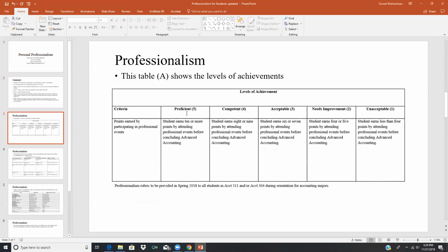For being proficient, students need to earn 10 or more points, and that would give them a 90% or higher score for their 5% grade. Similarly, for competent, they need to earn 8 or 9 points. Similarly, 6 or 7 for acceptable, 4 to 5 for needs improvement, etc.